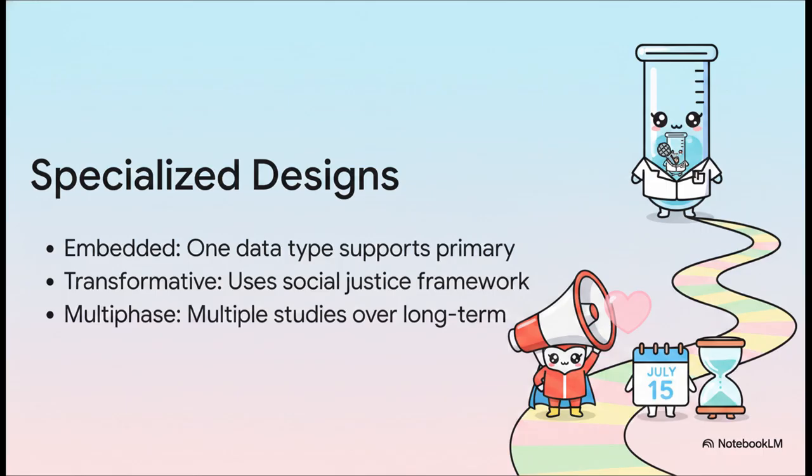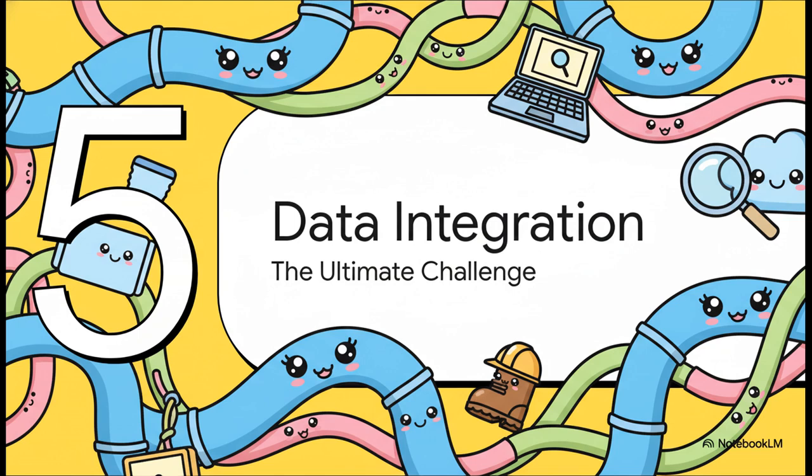Then there's the transformative design, which is really unique because it's guided by a social justice framework, specifically aiming to advocate for marginalized voices. And finally, the multi-phase design. This is for the long haul. Think of a massive, multi-year educational reform project that involves several alternating phases of quantitative and qualitative studies over a decade.